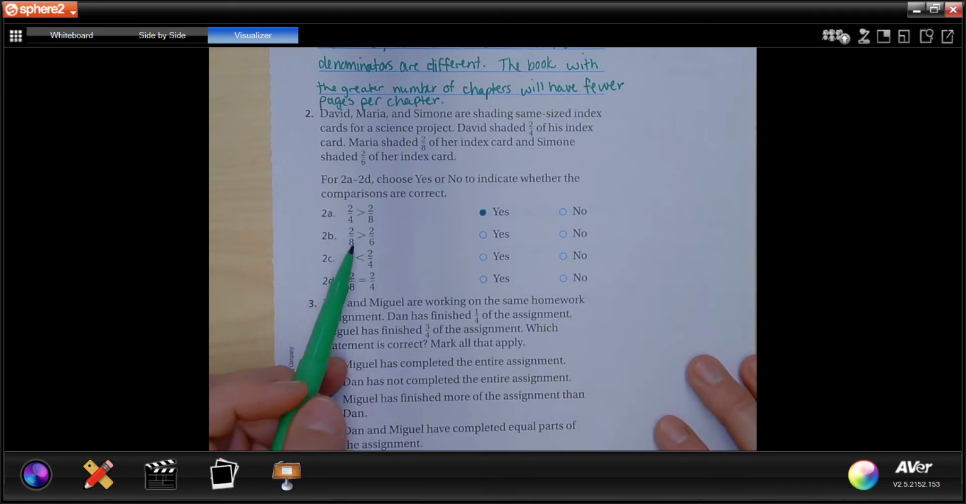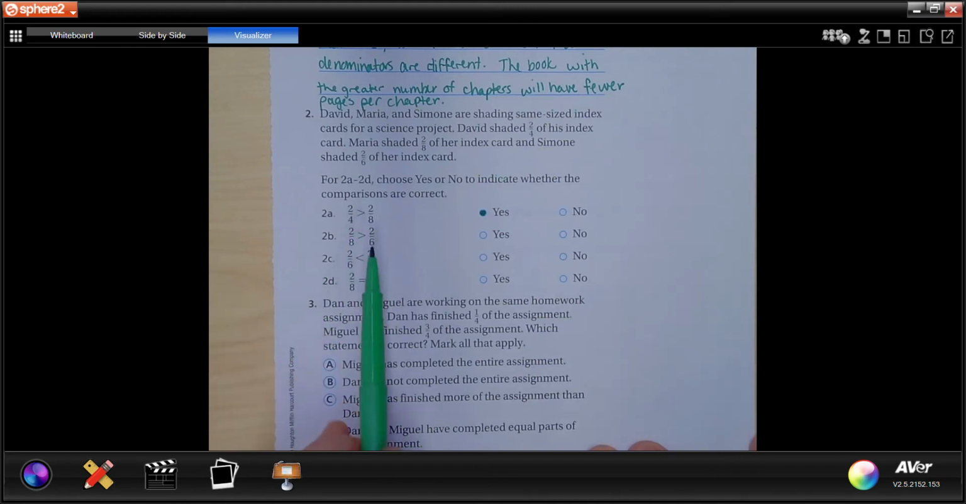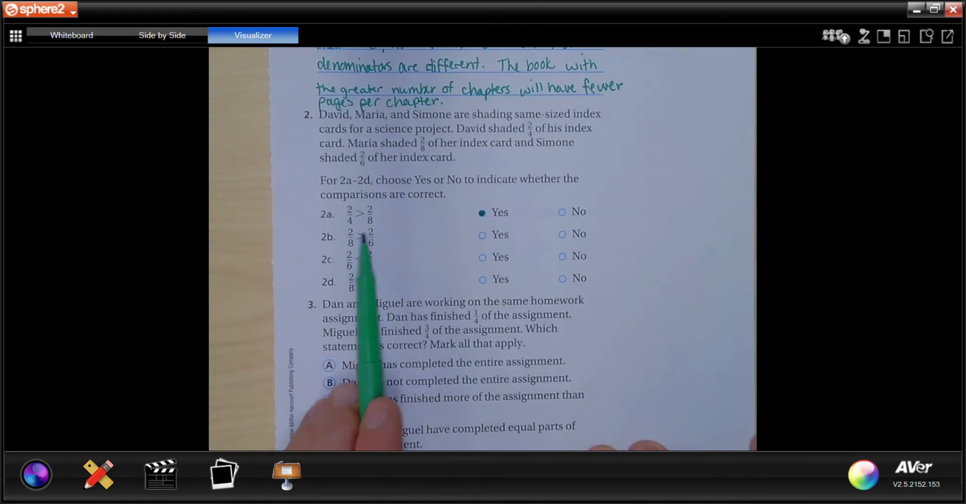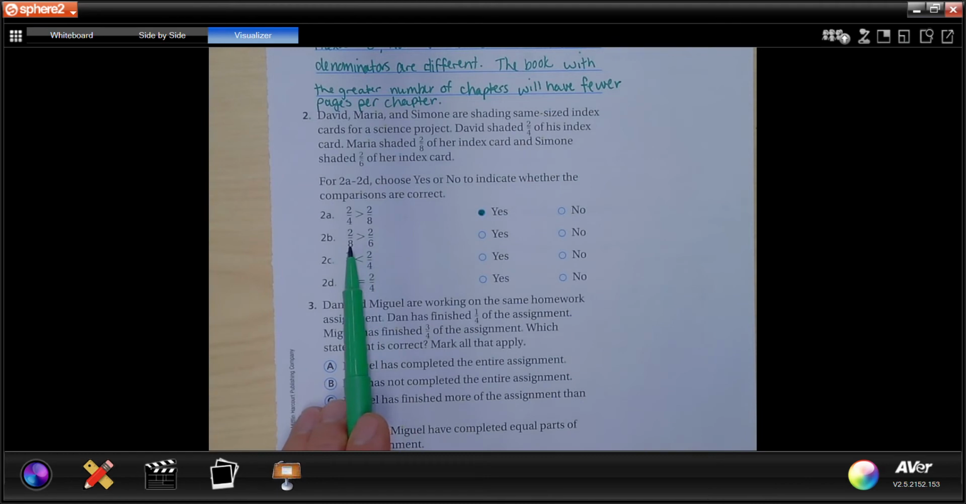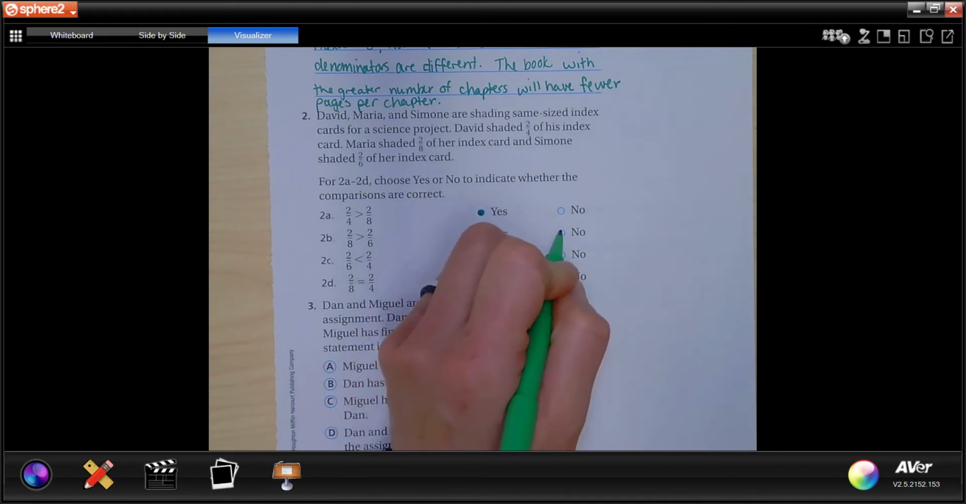2B. We have 2/8 and they're saying it's greater than 2/6. Well, if we look, our numerators are the same, so now we will look to compare our denominators. We know that there are more pieces, which makes them smaller in 2/8 than 2/6. So 8s are smaller than 6, so is 2/8 greater than 2/6? No, it is not.